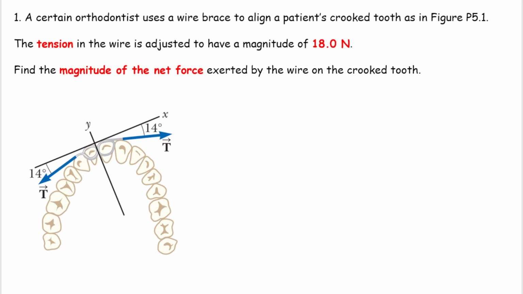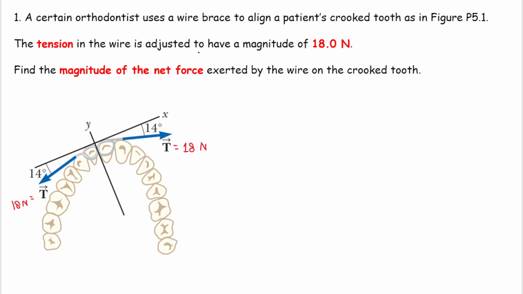Hello, in this video, I will explain how to solve this problem. Let's read the problem first. Number 1, a certain orthodontist uses a wire brace to align a patient's crooked tooth as in figure P5.1. So this is the figure. And the tension in the wire is adjusted to have a magnitude of 80 Newton. So we will have these two forces and each of it is 80 Newton. And this one also 80 Newton here. And then find the magnitude of the net force exerted by the wire on the crooked tooth.